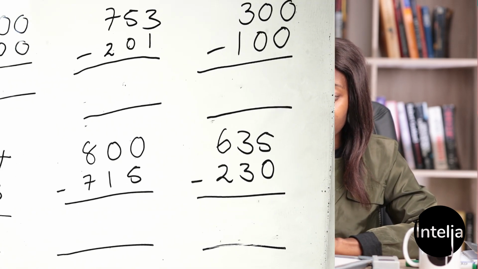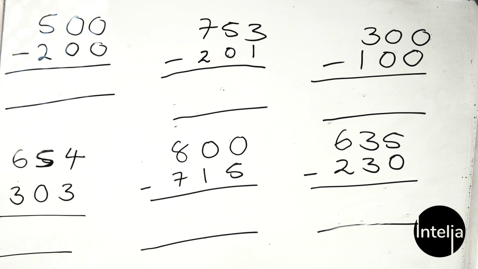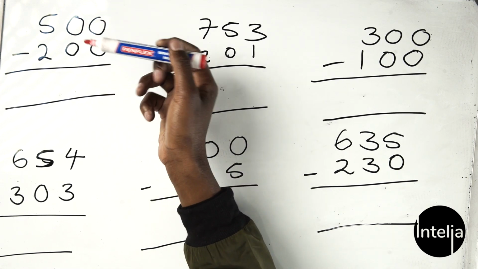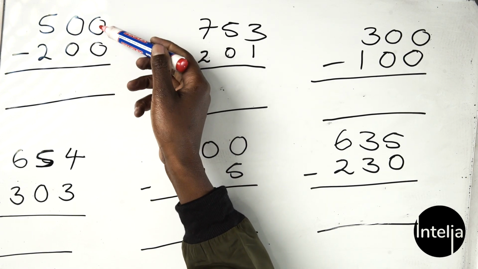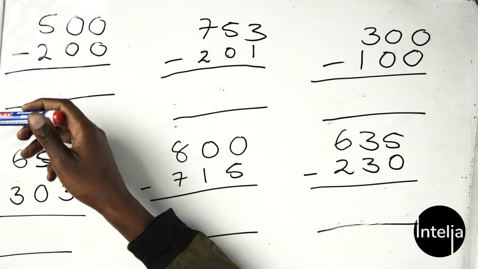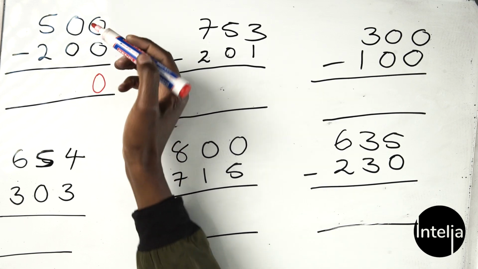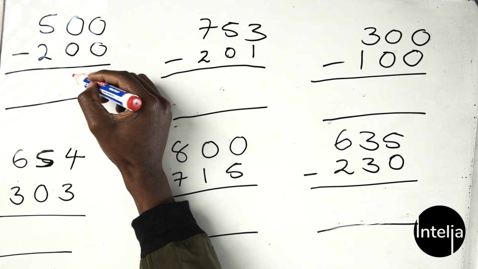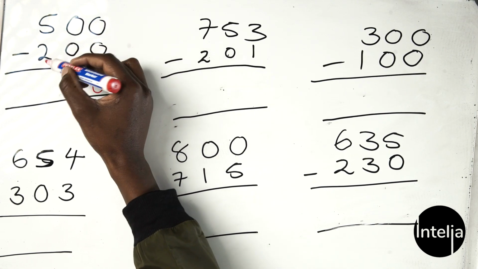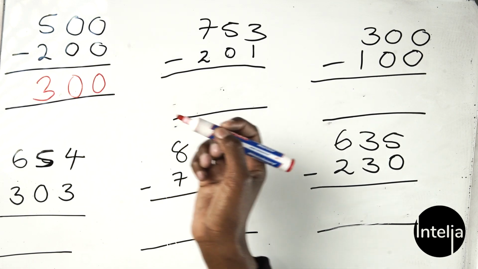So here we're doing a subtraction. Our first example is 500 minus 200. You start from the right going to the left. So 0 minus 0, that's 0. 0 minus 0, that's 0. 5 minus 2, that's 3. You write your 3 here. And then we move on to the next example.